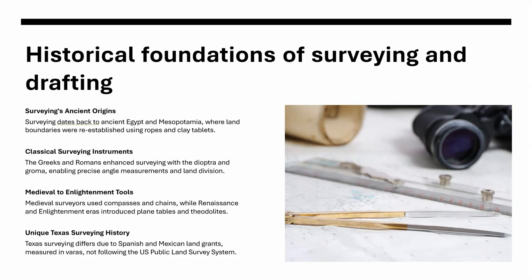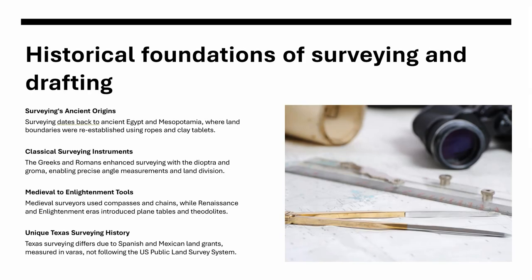Mesopotamia, between the Tigris and the Euphrates rivers, also has some of the oldest survey records still intact. Clay tablets show property boundaries tied to temples, canals, and agricultural plots. Accuracy mattered because taxation and ownership depended on it. Even then, surveyors had to balance measurements with landmarks, much like we do today.